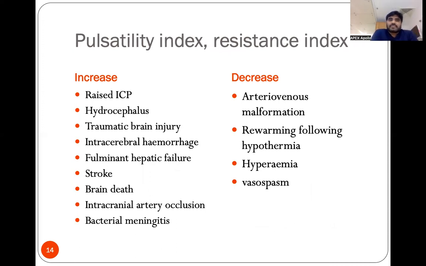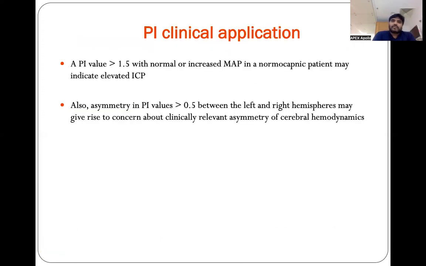Pulsatility index and resistance index. They may increase in conditions like raised ICP, hydrocephalus, traumatic brain injury, intracerebral hemorrhage, stroke, and brain death, whereas vasospasm can decrease the index. There is some clinical application of the pulsatility index. A pulsatility index of more than 1.5 may indicate elevated ICP, and asymmetry in pulsatility index value between left and right hemisphere may indicate asymmetric cerebral hemodynamics.